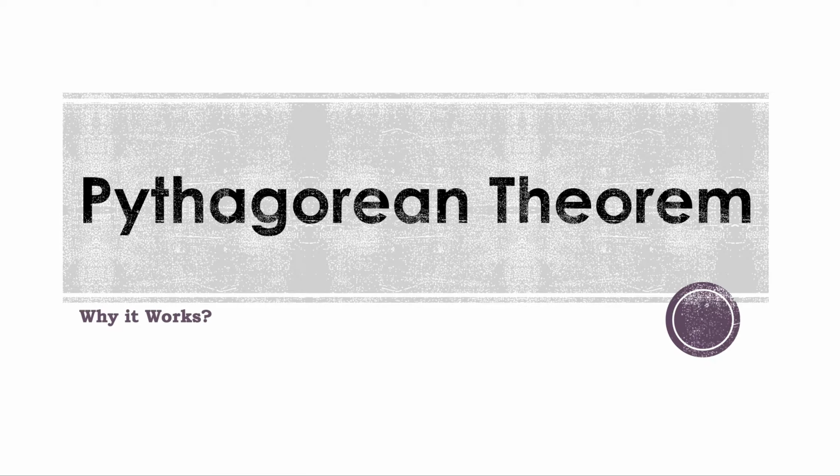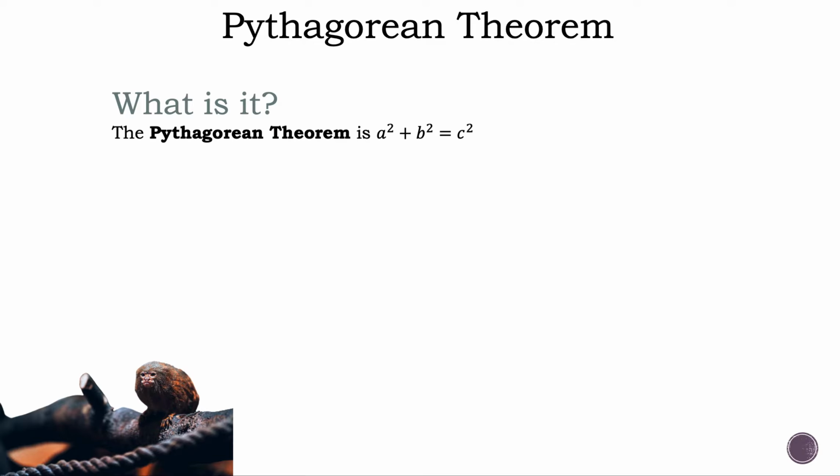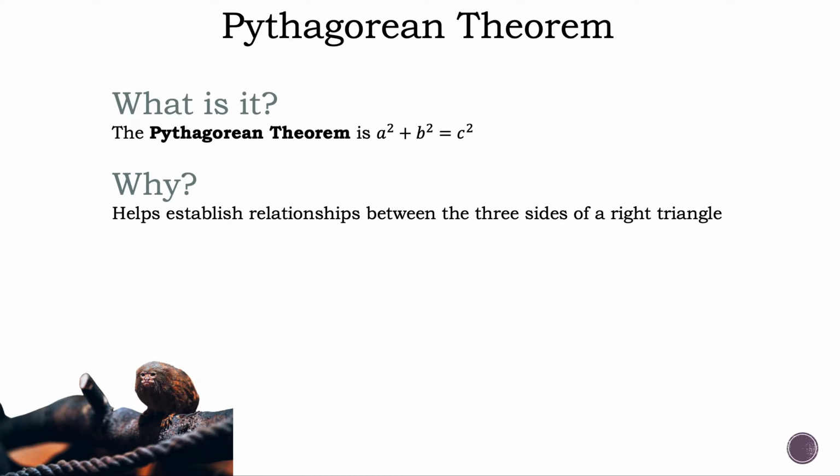Pythagorean Theorem, why it works. What is it? The Pythagorean Theorem is a squared plus b squared is equal to c squared, and that means the sum of the square of the two smaller sides is equal to the square of the longest side. Why? It helps establish relationships between the three sides of a right triangle.